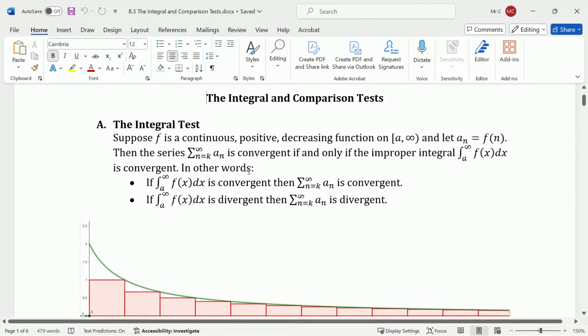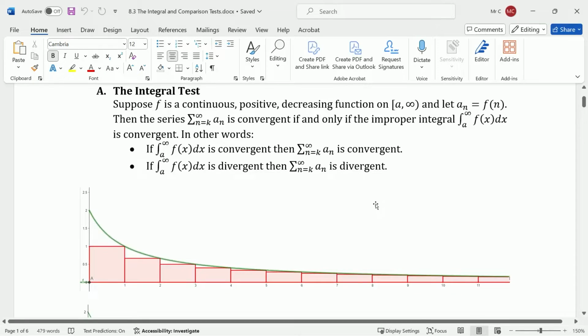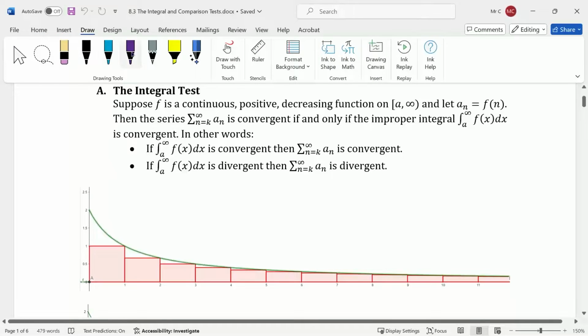In other words, if the integral from a to infinity of f of x dx is convergent, then the series of a sub n terms converges as well. And if that integral is divergent, then the series of a sub n terms is divergent. So we can basically sum this up in the picture below.